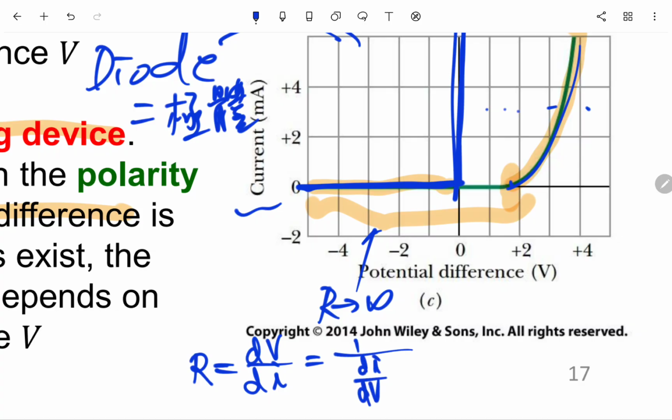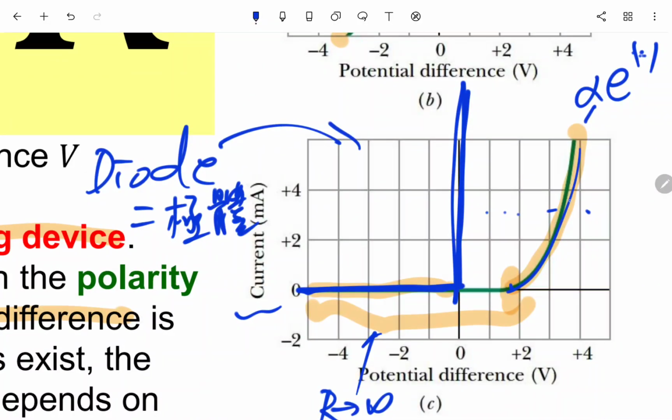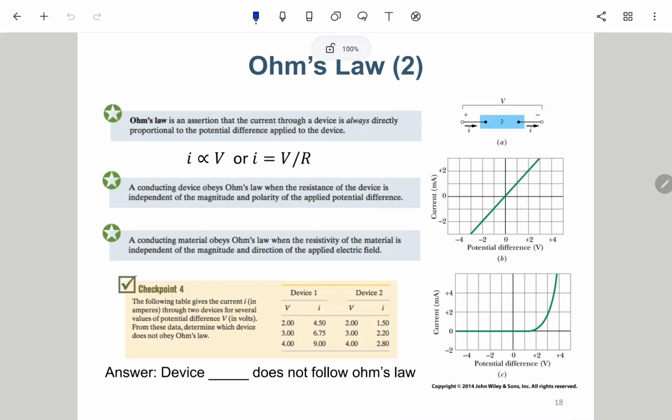For this case, you take the derivative of this line and then take the reciprocal. So here the slope will be like this. Taking the reciprocal gives the resistance at that point. So it will be finite. Anyway, let's go to the next part.